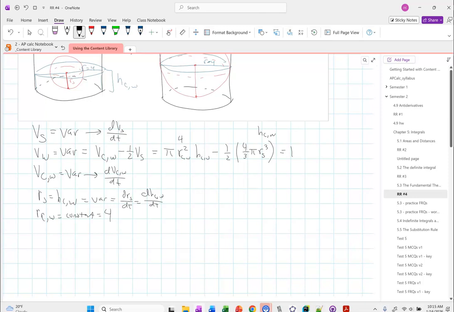So we're going to have 16 pi, and I'm just going to call this h now, dropping the subscripts. And then I'm going to have minus 2/3 pi, and I'm just going to call this h again and drop the subscripts.